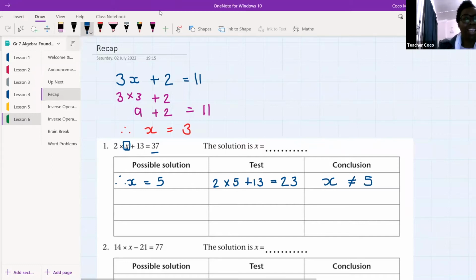But I can see that when I used 5, my number is 23, and 23 is less than 37. So the next number I pick needs to be a number higher than 5. Who thinks they want to give us a number that we can try next? Anybody who'd like to give us another number that we can try? Saneliso.